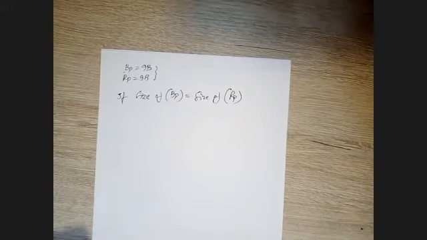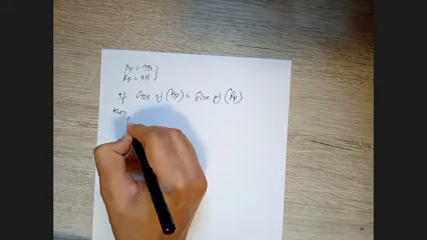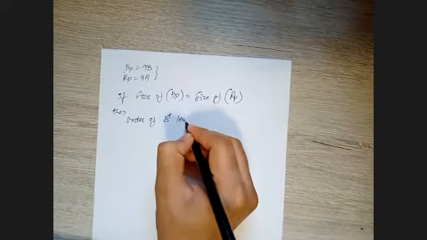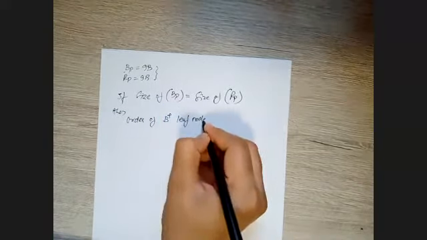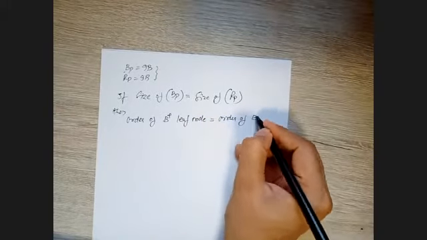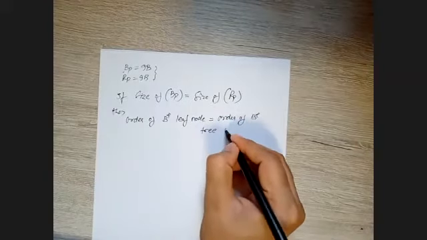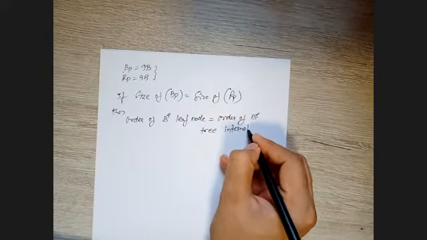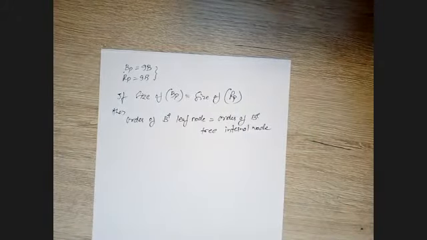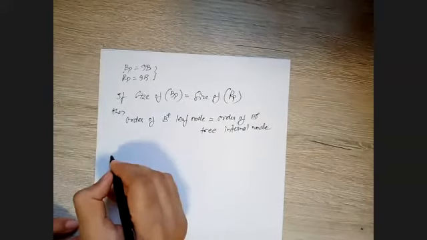Then what will happen? Then the order of the B plus tree leaf node will be equal to the order of the B plus tree internal node. Remember, the same order will be there. So let's take the values and understand how the same order is coming.